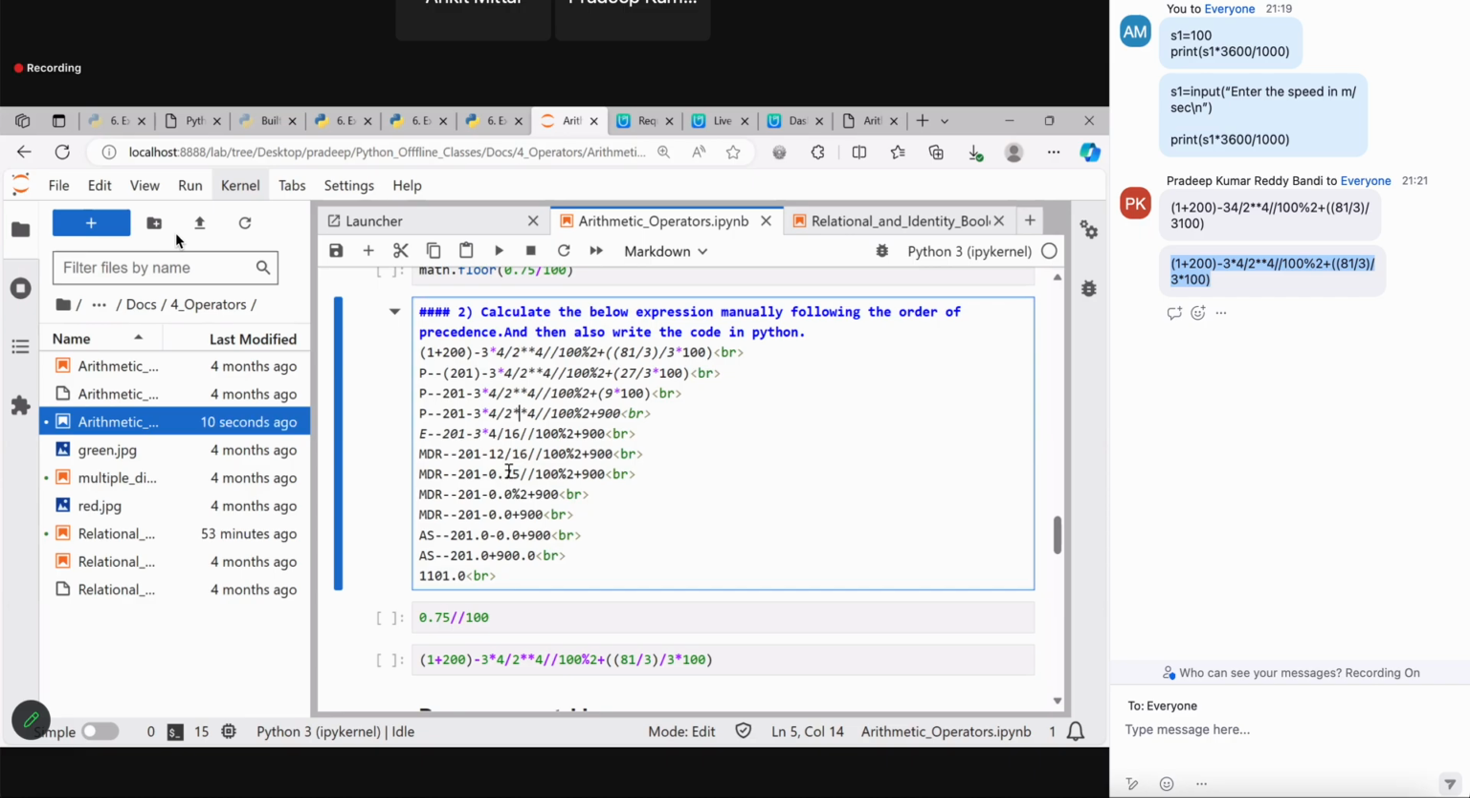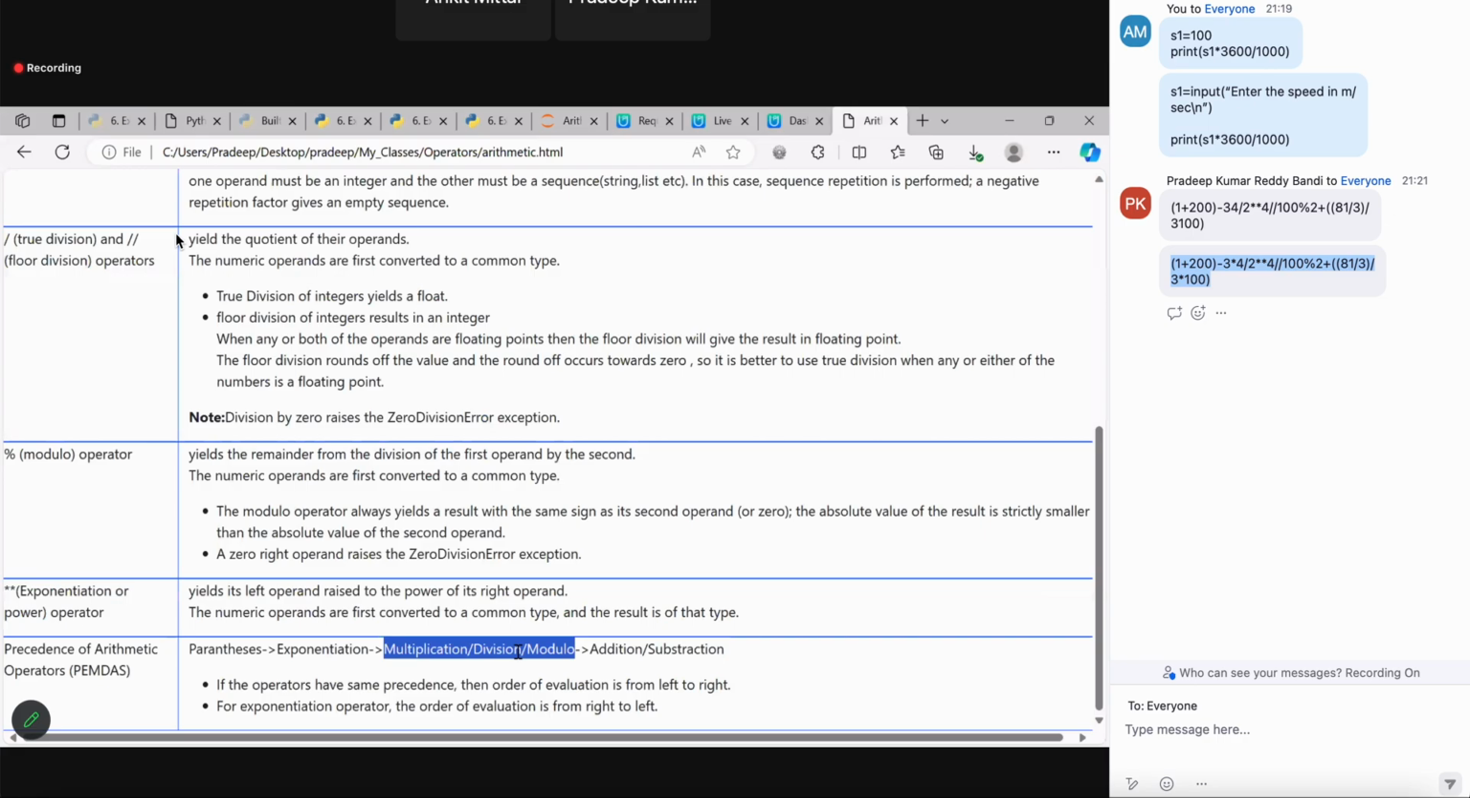Equal, but left to right. Whenever some things are equal, that is where the confusion comes. Python's way is that when all are equal, it will go from left to right. That is called associativity. That is why we define one point mentioning that if operators have the same precedence, then the order of evaluation is from left to right.